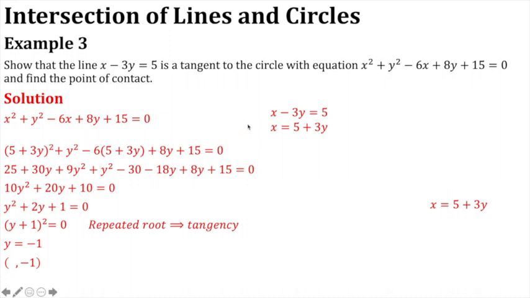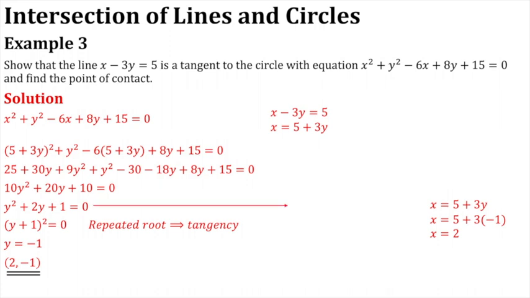Or you could use x minus 3y equals 5. It doesn't matter which form of that equation you use, you'll get the same answer. And we substitute in y equals negative 1. And that gives us x equals 2. So we can see there that we've got the point 2, negative 1. And that's our point of contact.